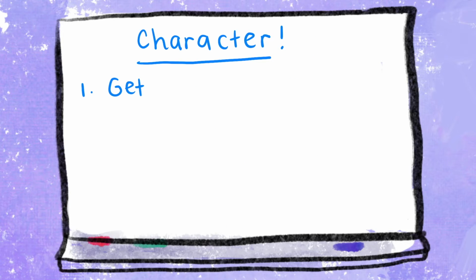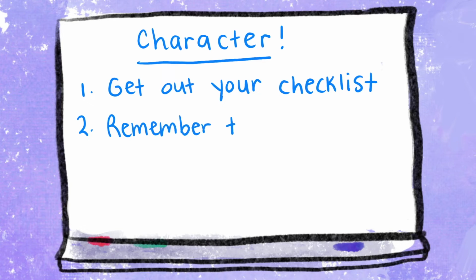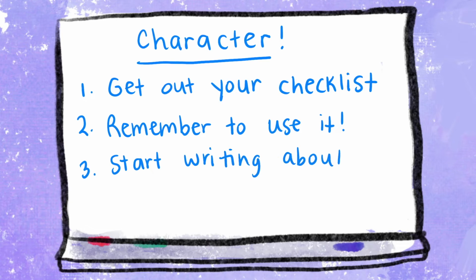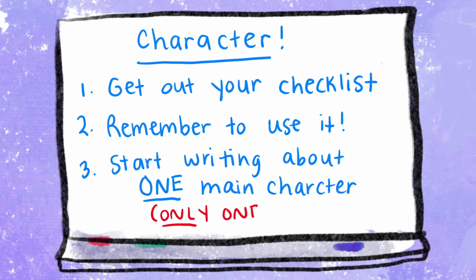If you have done your setting, you're ready to move on to your main character. Here's what to do. Get out your checklist, remember to use it, and start writing about only one main character. In this story, remember you're not going to use 2 main characters, just one main character who follows your series of events.